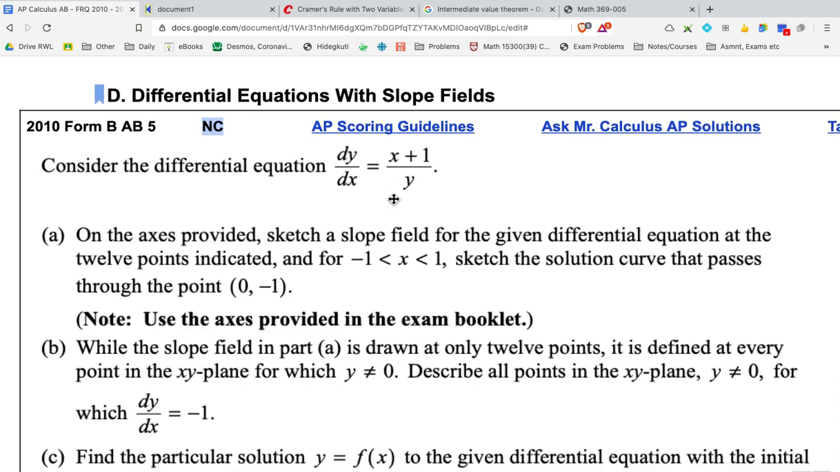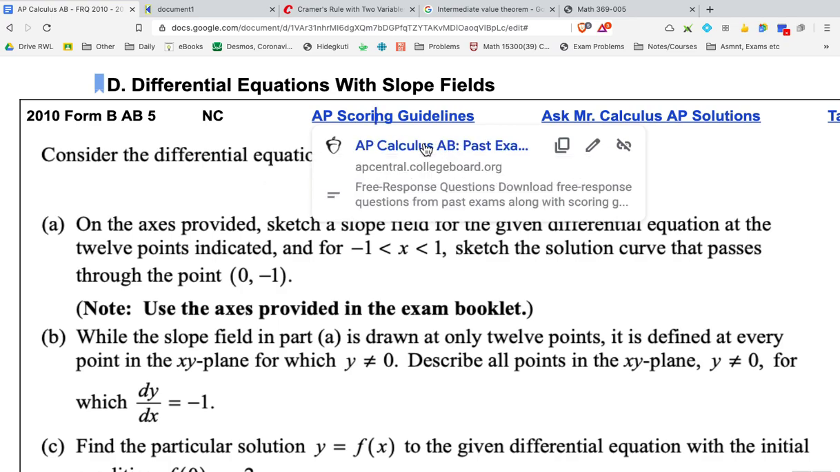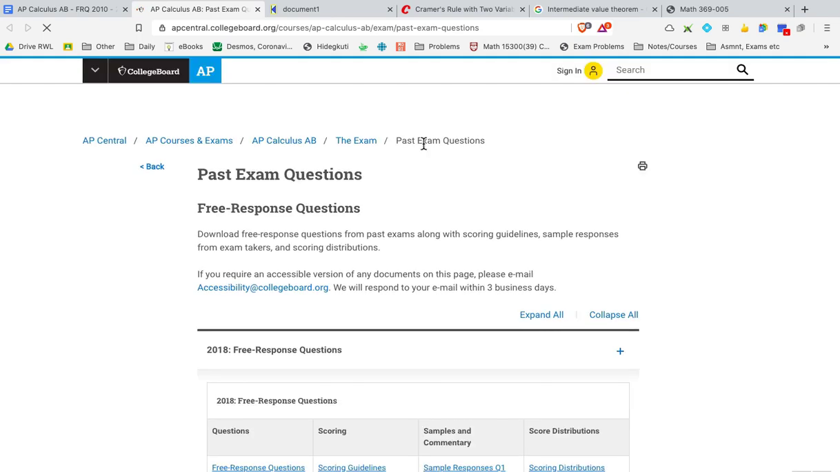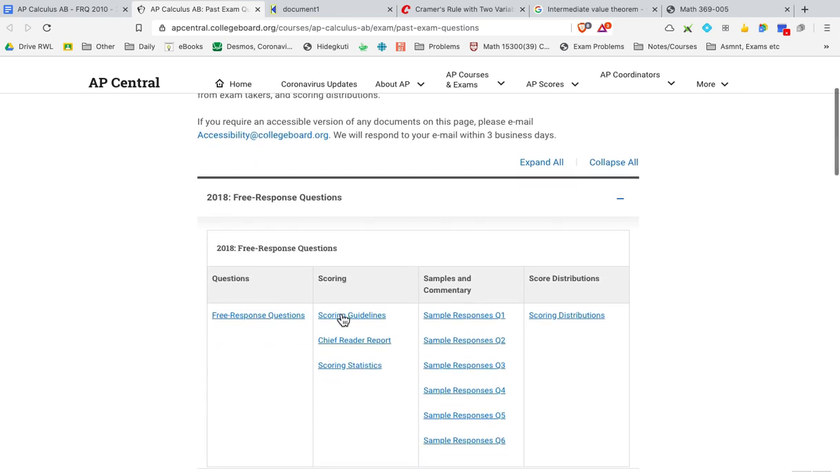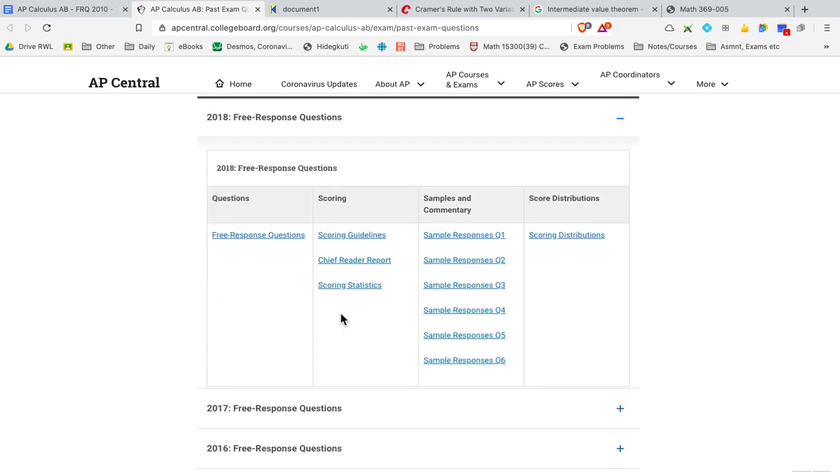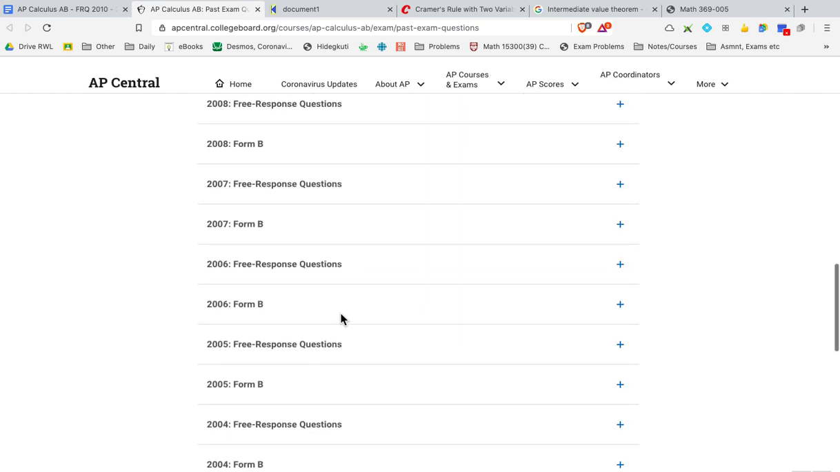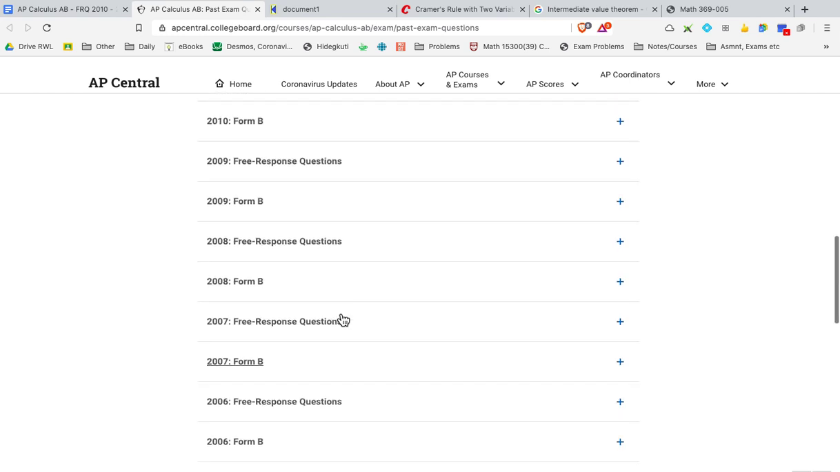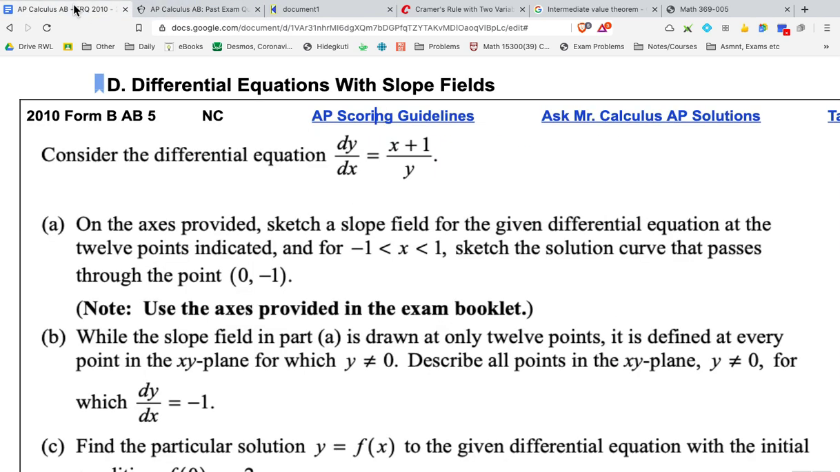Say you're done working on one of these and you want to look at the scoring guidelines. What you can do is click AP scoring guidelines. Let's see, so then I click this, right? It was 2010. This brings you to all the past responses, questions and scoring guidelines from 1998, I think, to 2018. So that was 2010 Form B, I think.